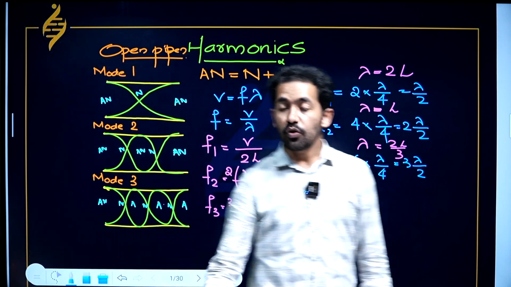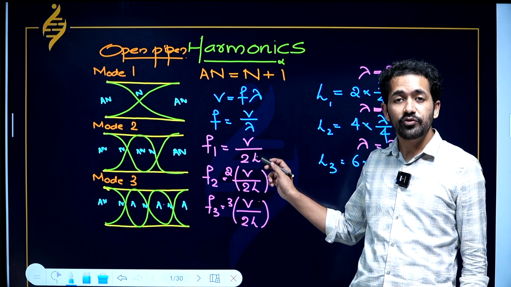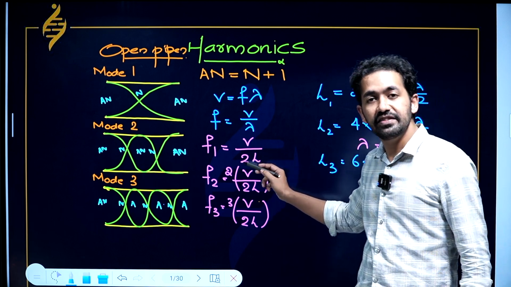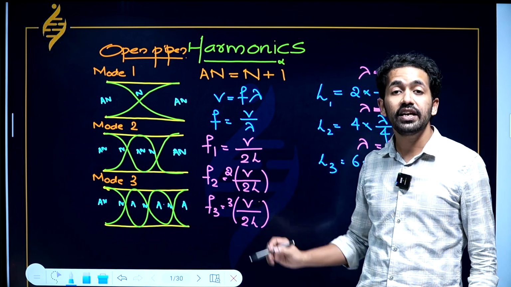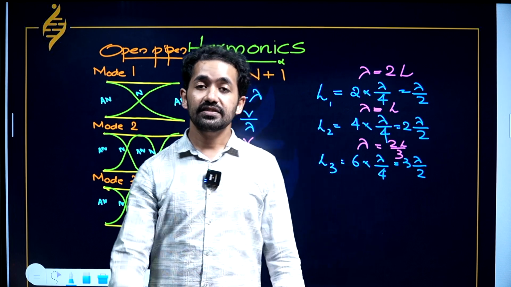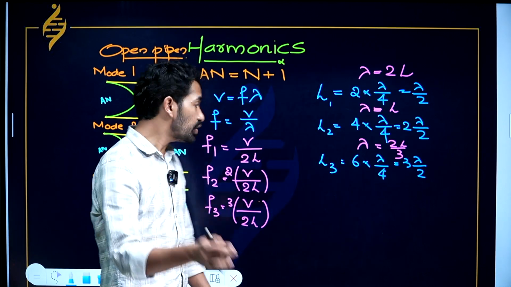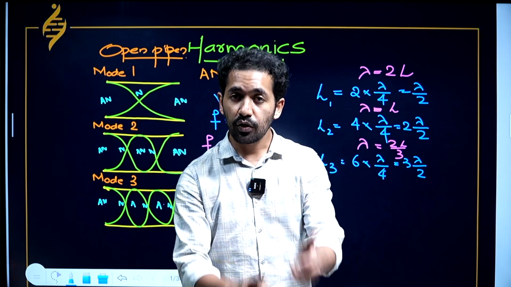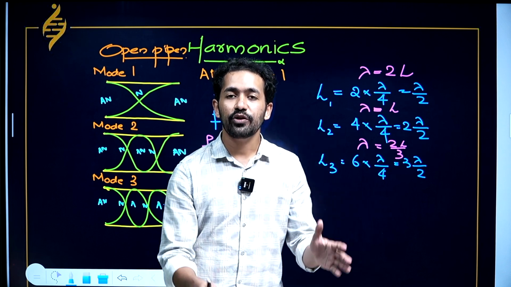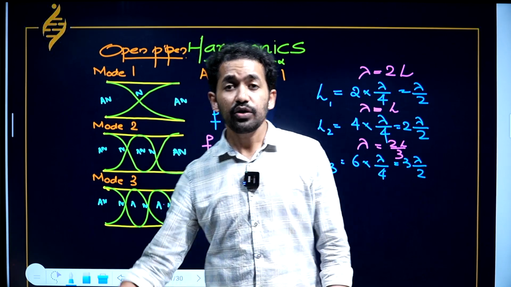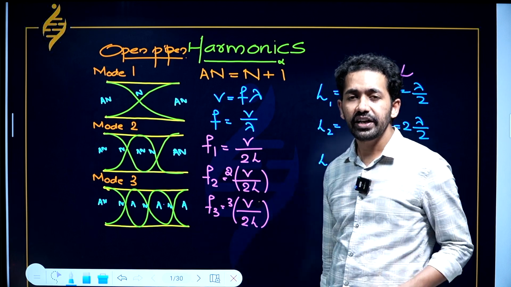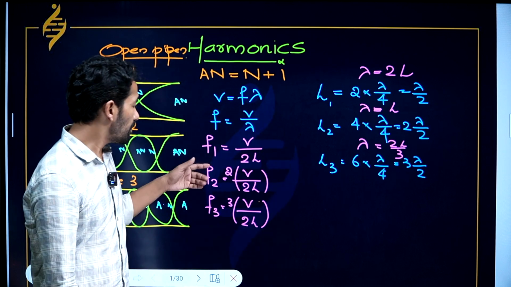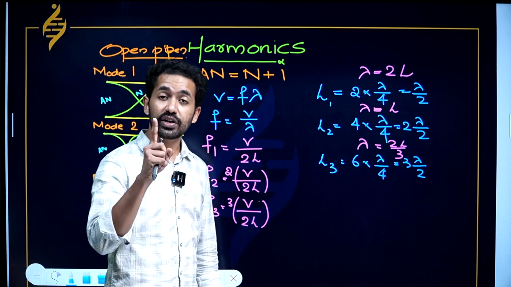Now you will see that we are getting all the frequencies as multiples of v by 2L. Initially it is v by 2L, then it is 2 into v by 2L, and the third one is 3 into v by 2L. So all of them are multiples of v by 2L, and v by 2L is the fundamental frequency or the first frequency. See, let it be an open pipe, or a closed pipe, or a string, the first frequency we will call the fundamental frequency. When you consider the case of an open pipe, you will find that all the frequencies are multiples of the fundamental frequency or the first frequency.